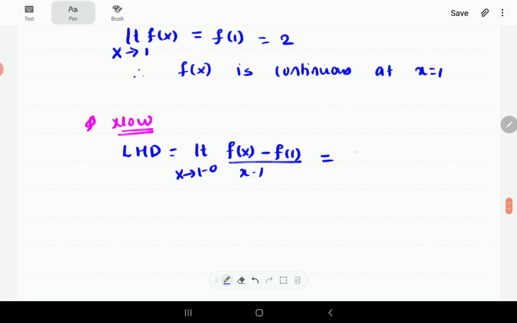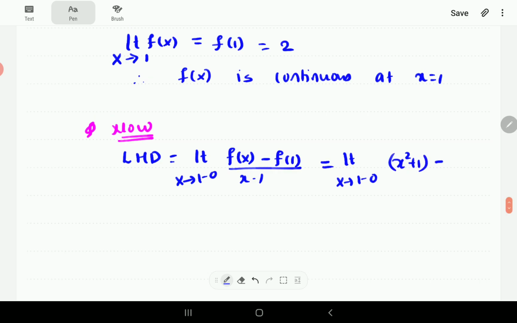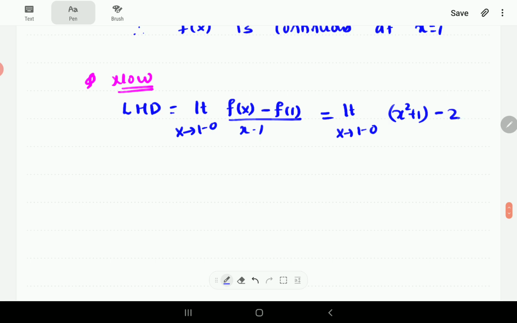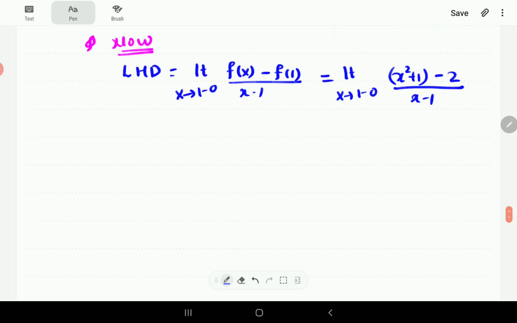This is equal to the limit as x tends to 1 minus 0 of f of x minus f of 1 upon x minus 1. As x is less than 1, f of x will be x square plus 1, and f at the point 1 we already calculated, that is 2. So now, since it's the left hand limit, put x equal to 1 minus h, where h is greater than 0.